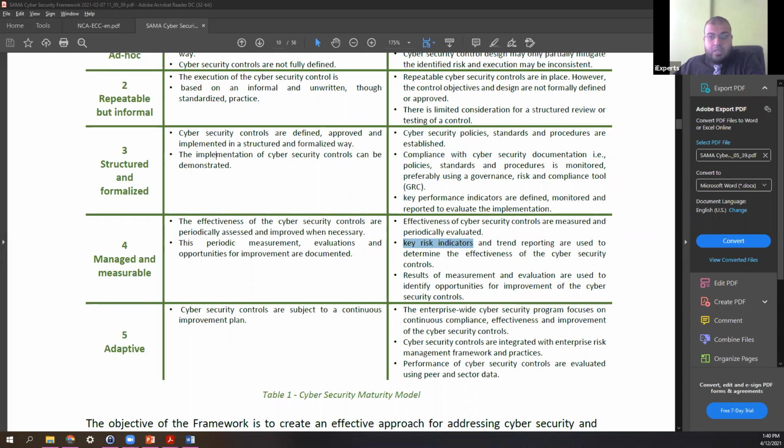I think that we can take some questions here. First one: when we want to map SAMA to ECC, where would the NCS stand, which is related to cryptographic control? Regarding cryptographic control, fine.